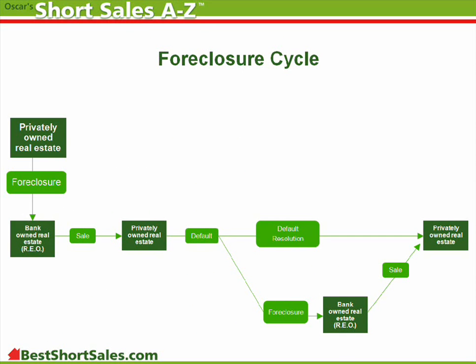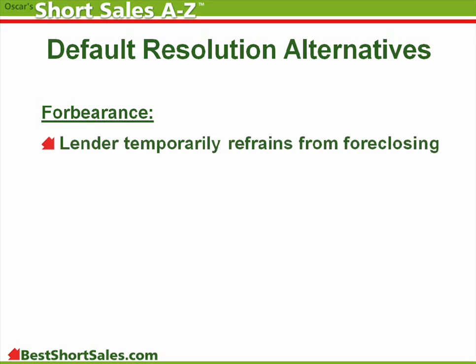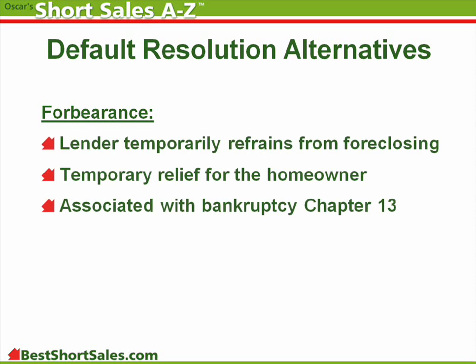Another default resolution alternative is forbearance. Forbearance. The details of forbearance agreements are outside the scope of this class, so this subject will only be covered superficially. To forbear means to refrain from something. In the case of mortgage default, it means that the creditor, for a short time, abstains from enforcing its rights. In other words, the lender, for the time being, refrains from foreclosing. The intention of forbearance agreements is to give temporary relief to the homeowner. This makes it easier for the homeowner to make up for the default.